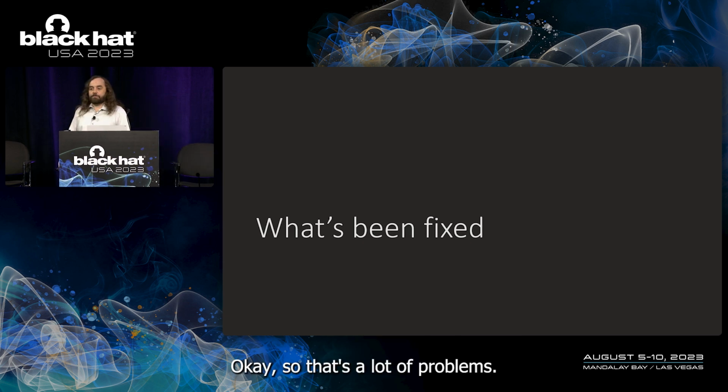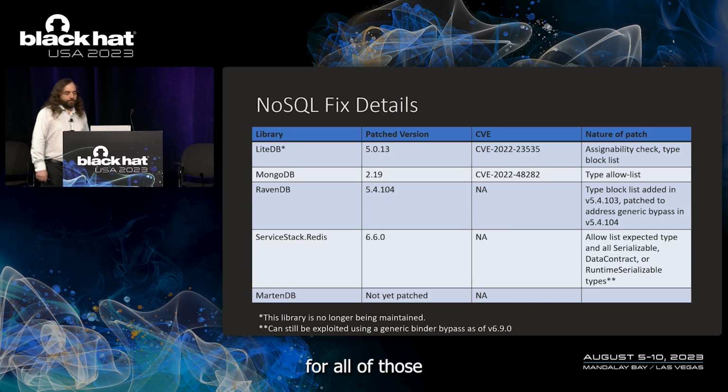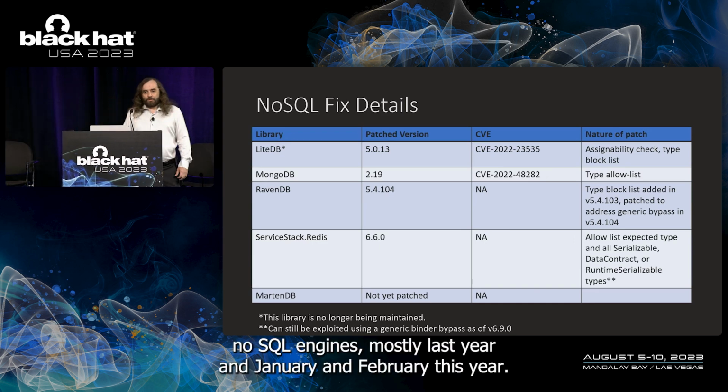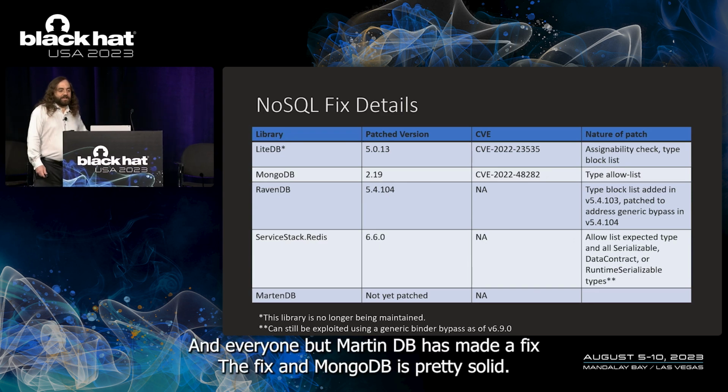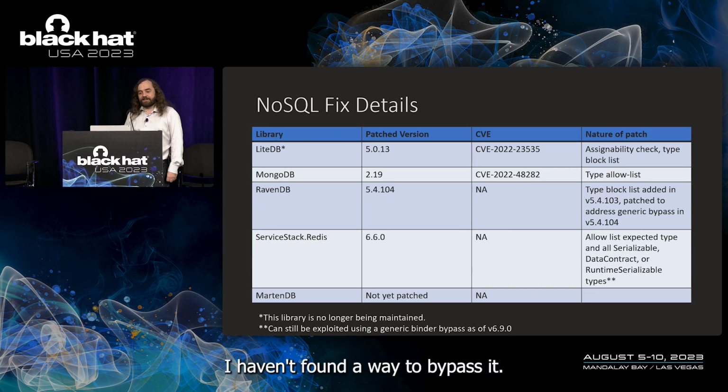OK, so that's a lot of problems. What if this has been fixed? So I talked to all of the vendors for all of those NoSQL engines, mostly last year in January and February this year. And everyone but MartenDB has made a fix. The fix in MongoDB is pretty solid. They added a strict allow list for the types that can be created during deserialization. I haven't found a way to bypass it.